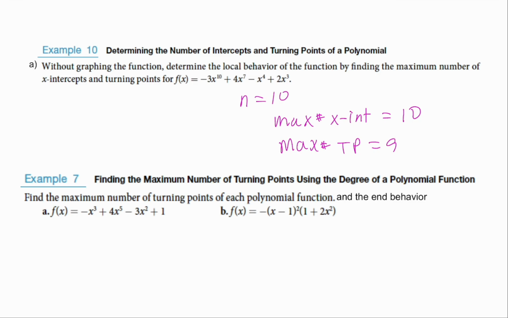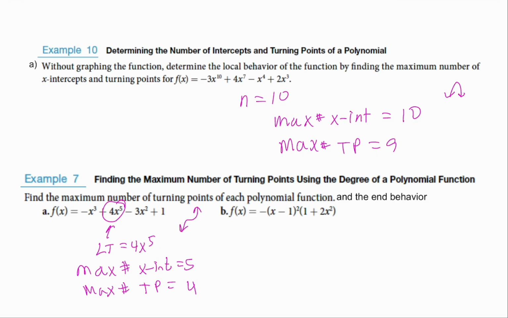I don't know what else. What is the ends doing? Well, the ends are going down. Example 7. Here's our lead term. The maximum number of x-intercepts I'll ever find is 5. The maximum number of hills and valleys I'll ever have is 4. What are the ends doing? The right end's going up, left end's going down.